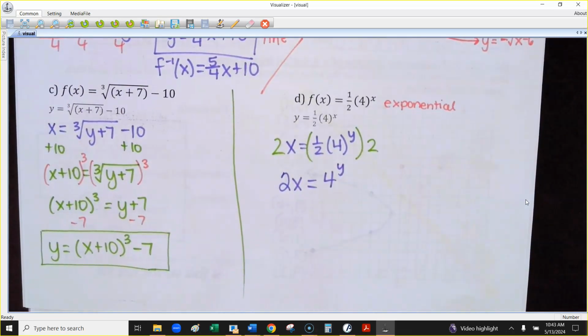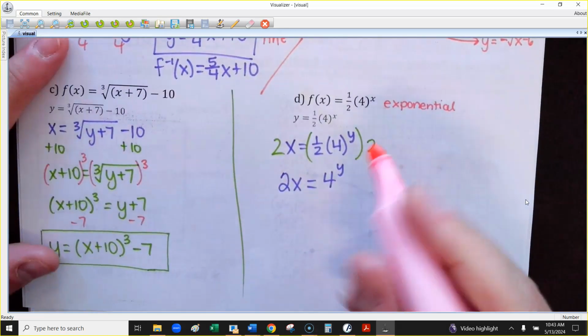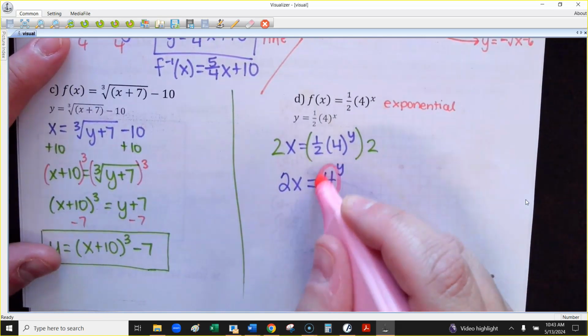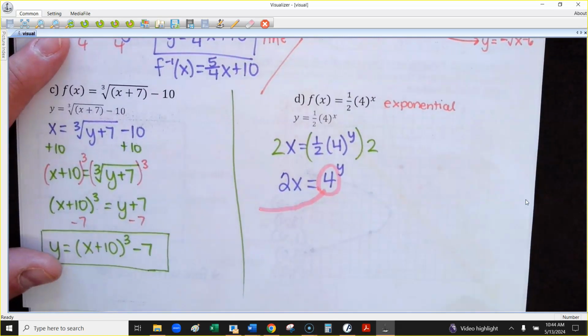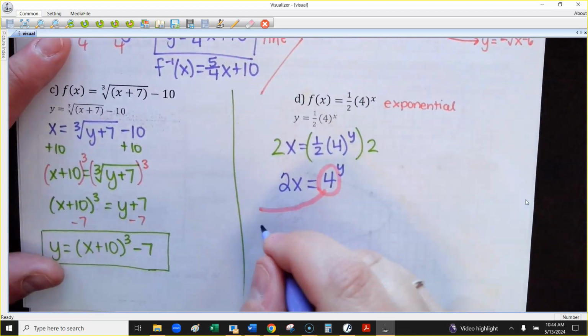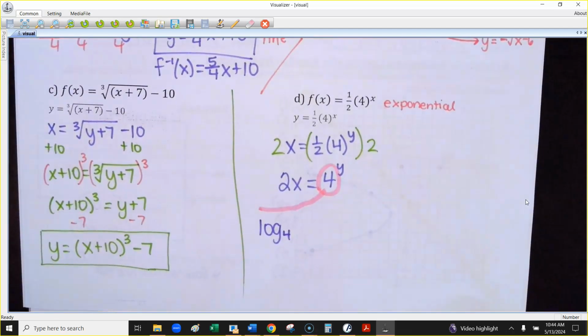Okay, does anybody know how to get that y, or remember how to get that y out of being an exponent? You got to use the log, exactly. Okay, so it's been a long time since we've done this. So the base of the exponent, I'm going to drag this over to the other side. When I drag that down, you're going to put a log. So the base of the exponent becomes the little subscript for the log. So it'd be log base 4.